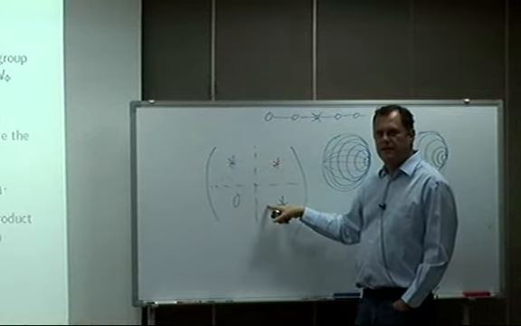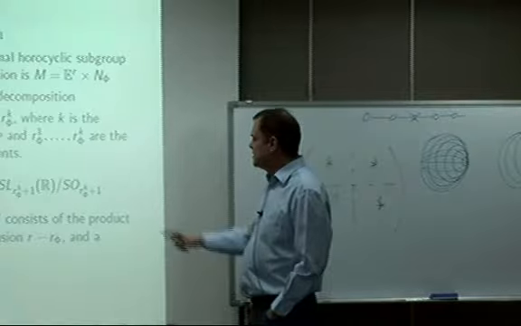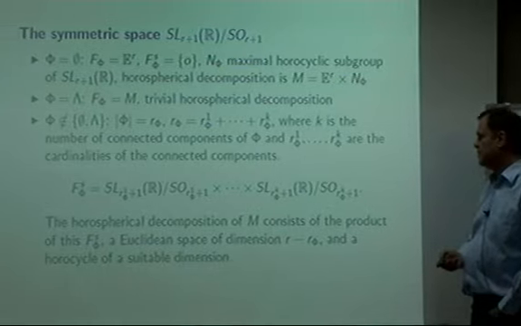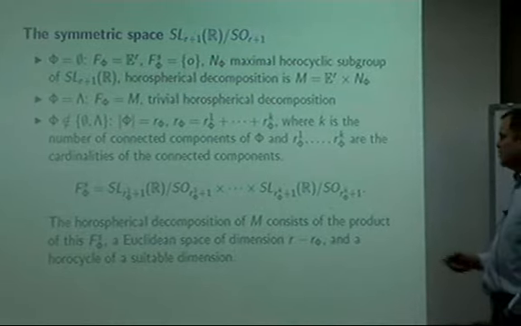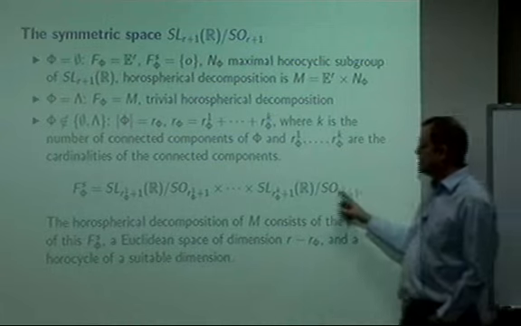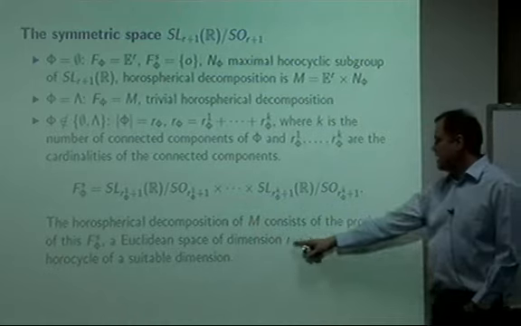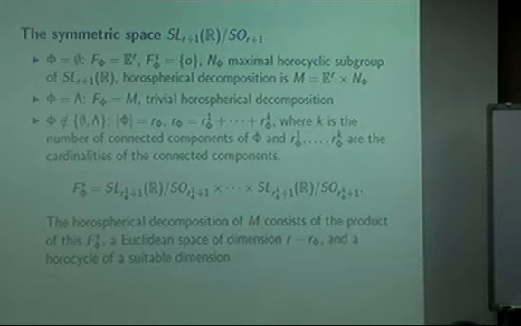This gives us the symmetric space, the first one in the horospherical decomposition. So the horospherical decomposition of M consists of this space, then a Euclidean space of the remaining dimension, which is R minus the cardinality of phi, and then some horocycle of a suitable dimension. This comes from here. You can count the dimension from here. Okay. So this is how it looks for this symmetric space.